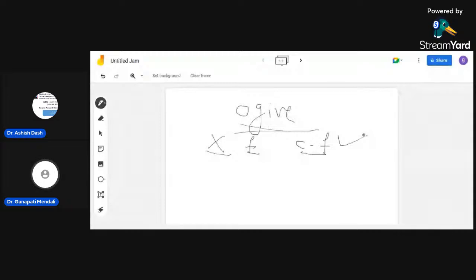Here there are two types of frequency. One is the less than OGIVE, one is the more than OGIVE. Less than means what? If we start from the lower limit of the class interval and then add class frequencies to get the cumulative frequency, that type of frequency is known as your less than OGIVE.